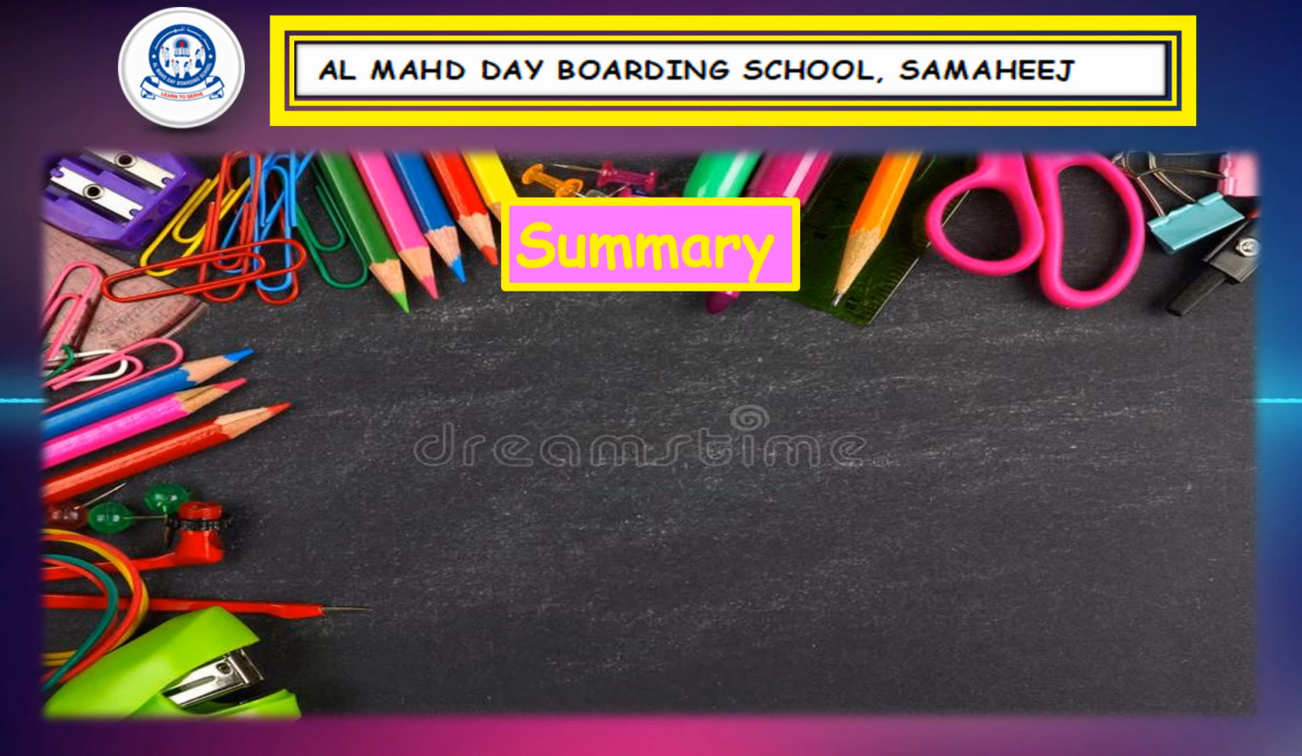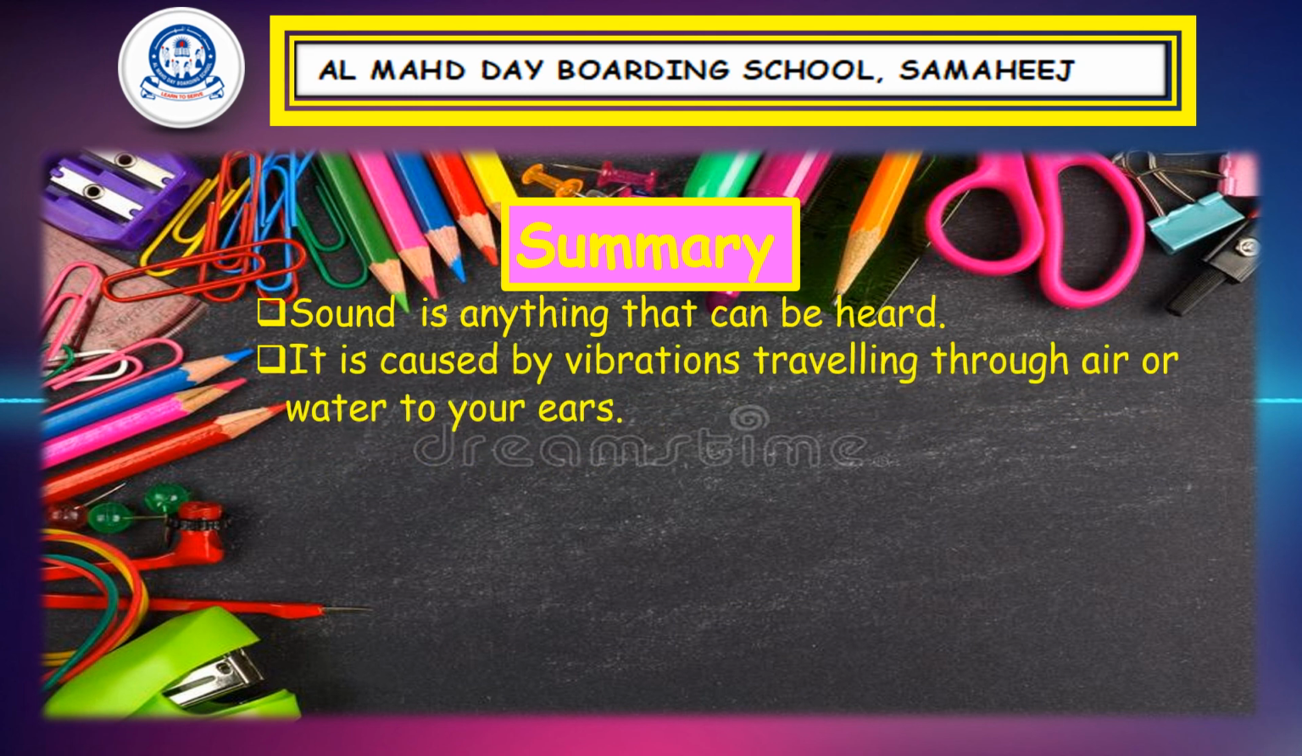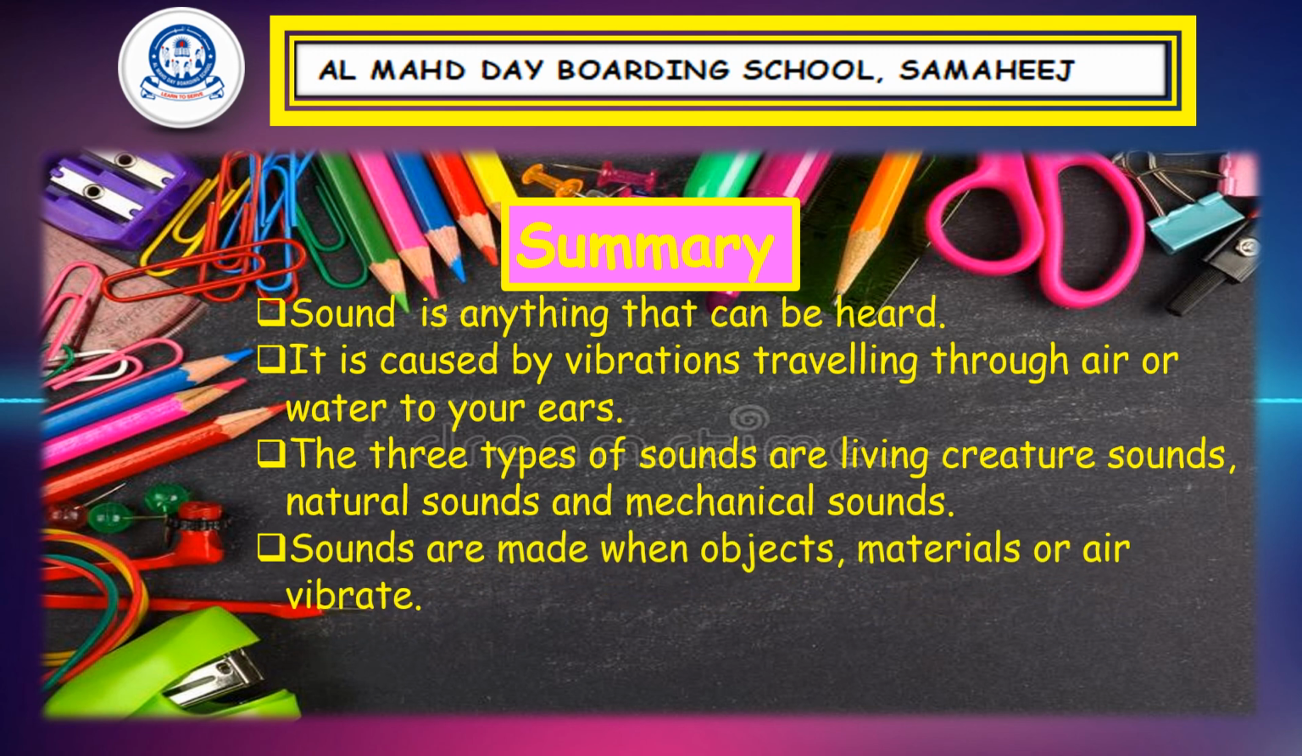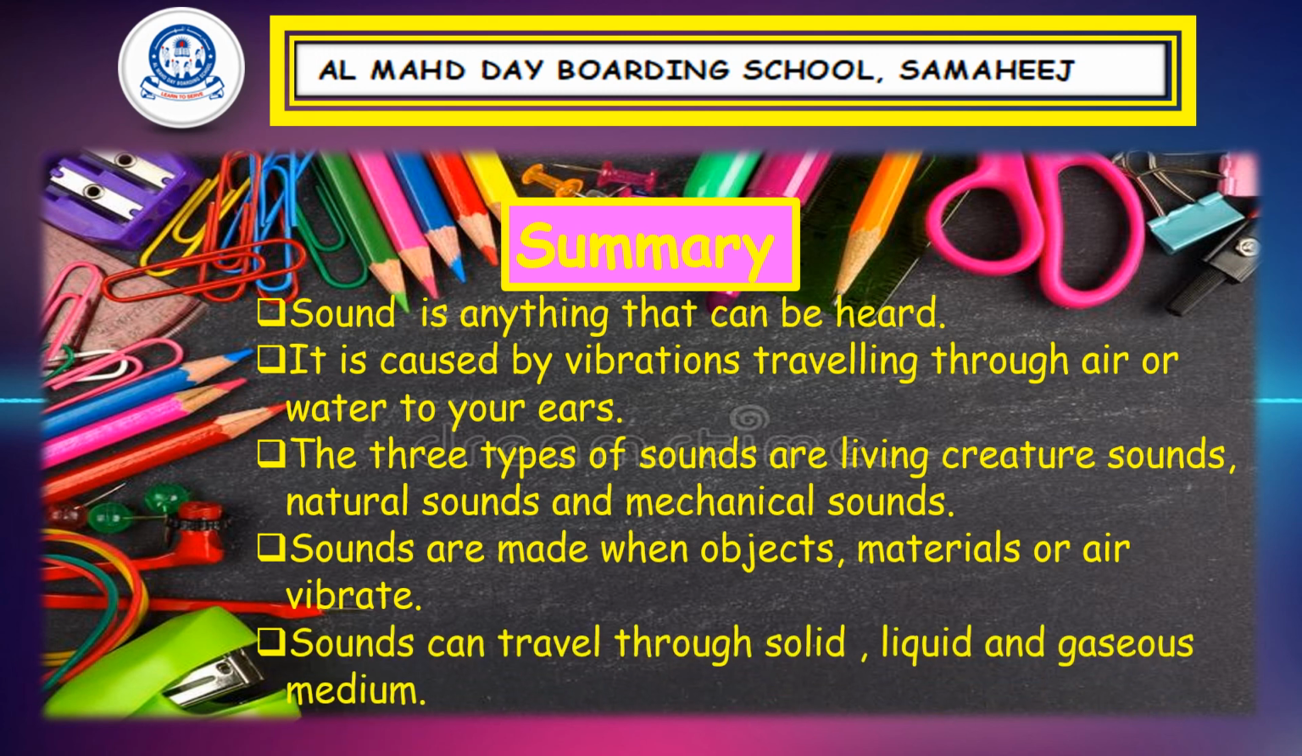For the summary of what we have learned, first, sound is anything that can be heard. Second, it is caused by vibrations traveling through air or water to your ears. Third, the three types of sounds are living creature sounds, natural sounds, and mechanical sounds. We also learned that sounds are made when objects, materials, or air vibrate. And the last, sounds can travel through solid, liquid, and gaseous mediums.